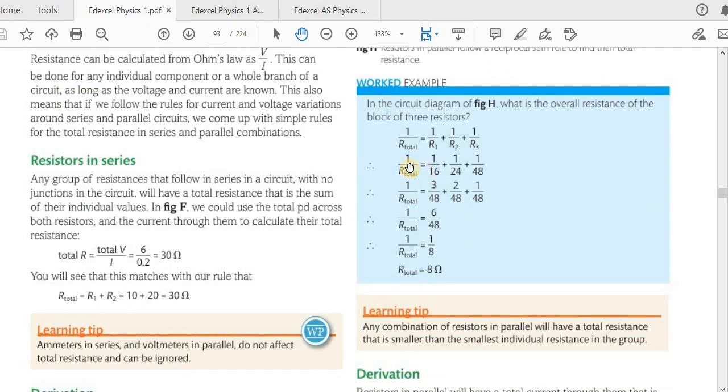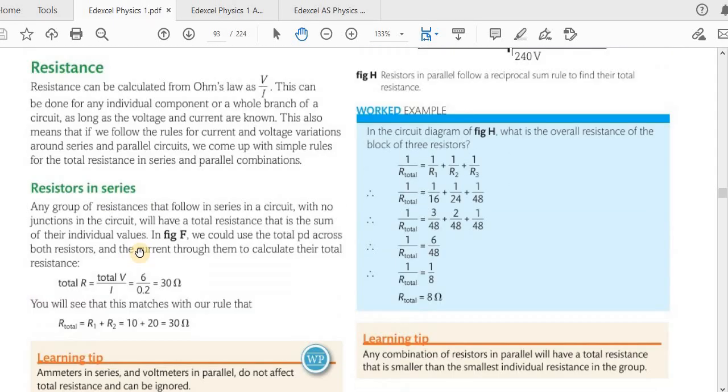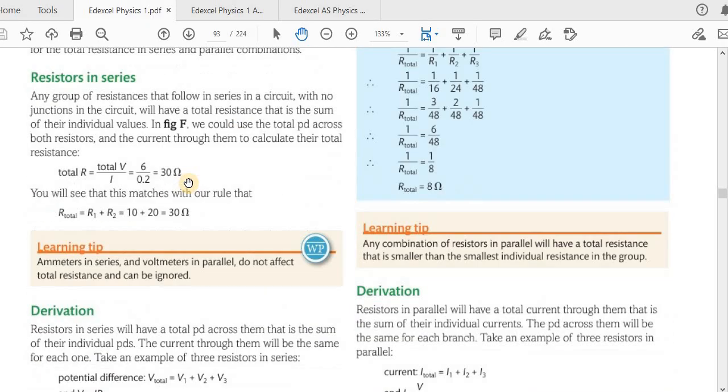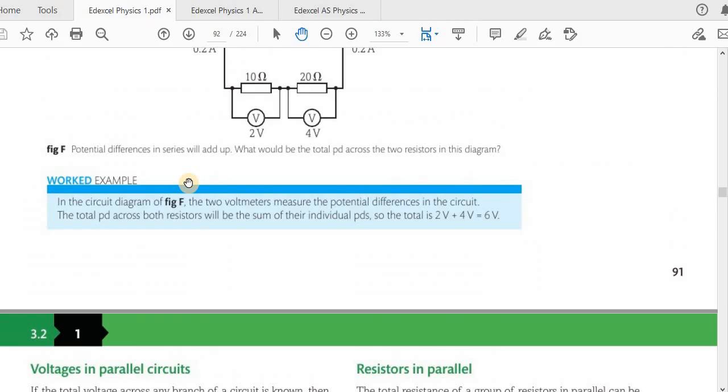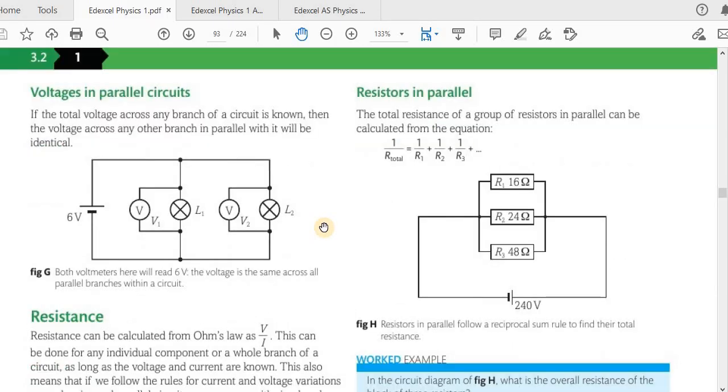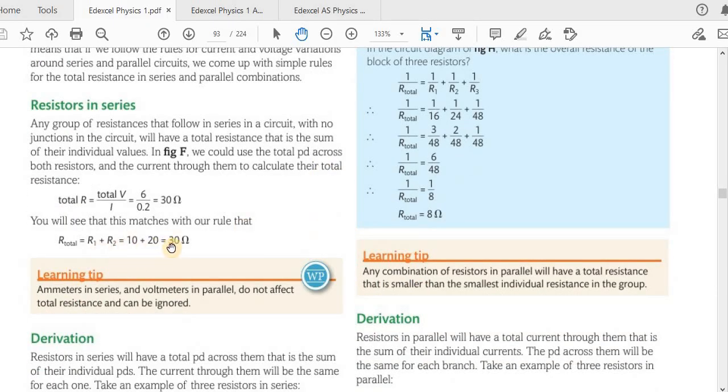Very simple. So we know the Ohm's law equation, R equals V over I. Now if you see figure F, these two resistors are in series. When they are in series, we simply add the individual resistances. From here to here, the total resistance is the same as the total resistance in the circuit because there are only 2 resistors. The total resistance will be 10 plus 20, which is 30 ohms. So we add them like this.